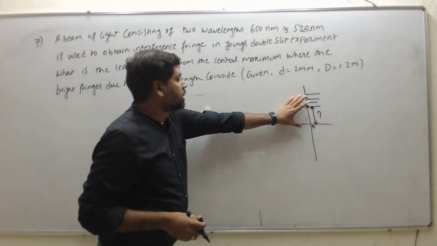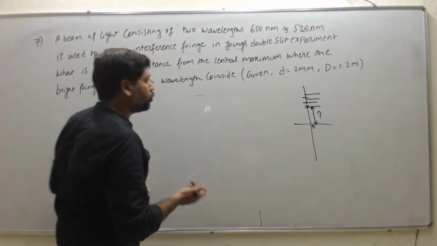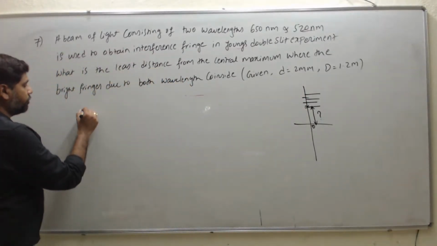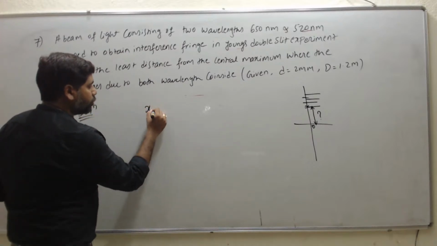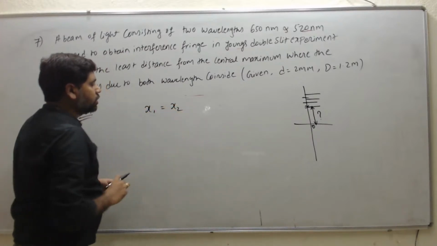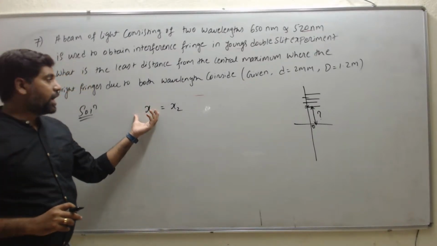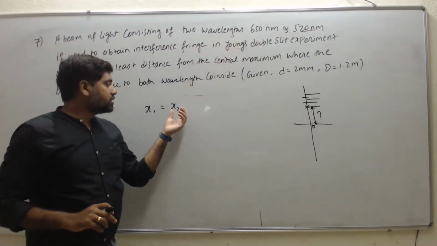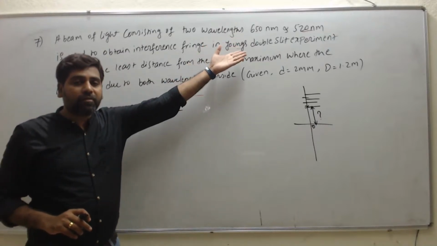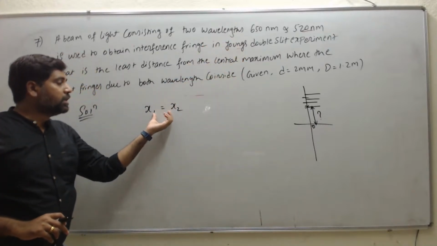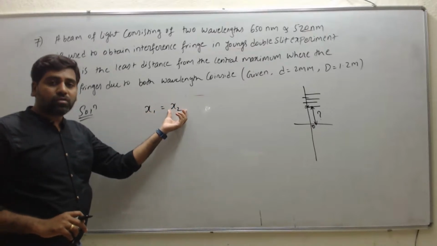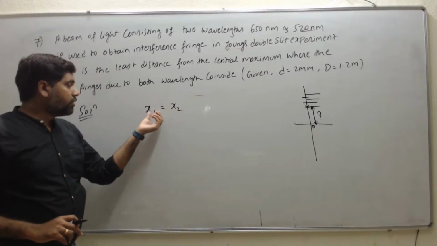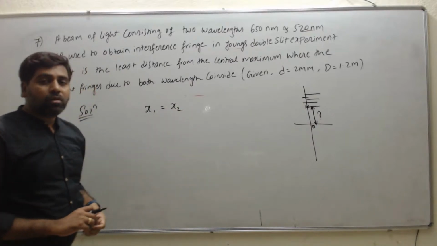For that we have taken the position of, when two wavelengths are coinciding, then their positions become equal. So here x1 is the bright fringe for the first wavelength and x2 is the bright fringe for the second wavelength. If these two are coinciding, meaning these two are meeting at one point, then this value equals this value, right? So x1 equals x2.